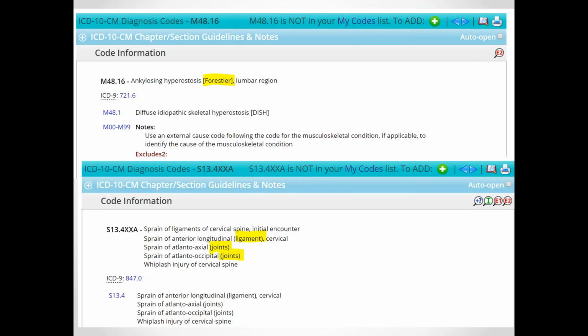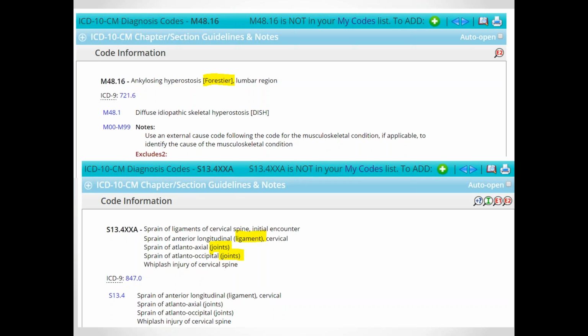You subscribe, you get in, and then this is, I looked up M48.16 because it's a code that has something in brackets, and I highlighted it here on your screen, Forestier's disease. So if you document Forestier's disease, this is the code for you. You don't have to document it. It's just additional wording in the brackets for explanations. And then at the bottom of your screen, you see I've included one with some stuff in parentheses.